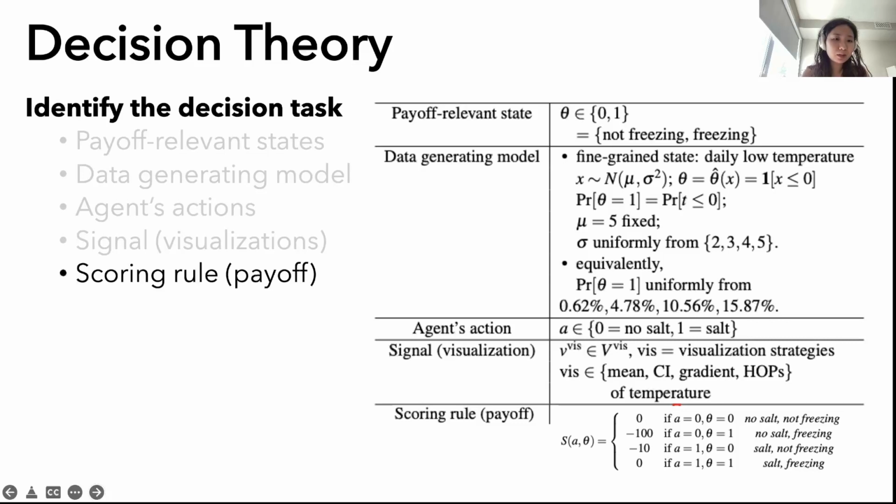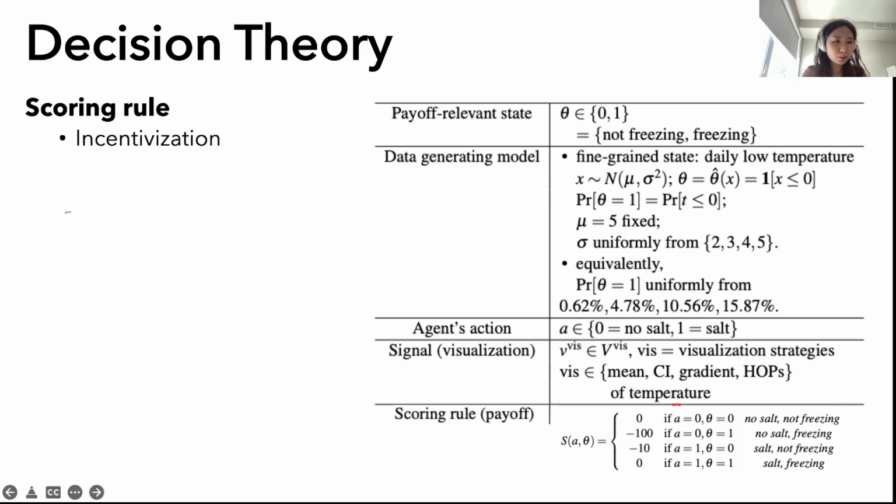And then there is a scoring rule, or a payoff rule, that specifies what action is good under what payoff relevant state. For example, in the weather forecasting task, the agents are told it's good when they choose not to salt the parking lot and the weather is not freezing, or they choose to salt the parking lot and the weather is freezing. They get a payoff of 0, which is the highest possible. They get a punishment of negative 100 when they choose not to salt the parking lot and the weather is freezing. They pay the effort of salting when they choose to salt and the weather is not freezing. This is the scoring rule.